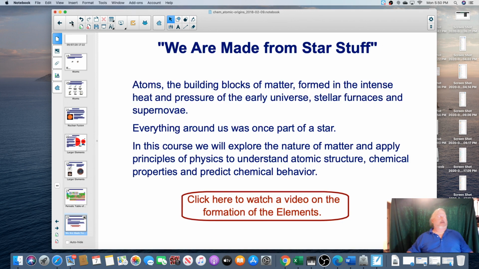So, we're star men. We're star women. So when we say that we matter, we are matter. All right? Atoms, the building blocks of matter, which we're made of, formed in the intense heat and pressure of the early universe, in stars, in supernova. So everything around us was once part of a star.